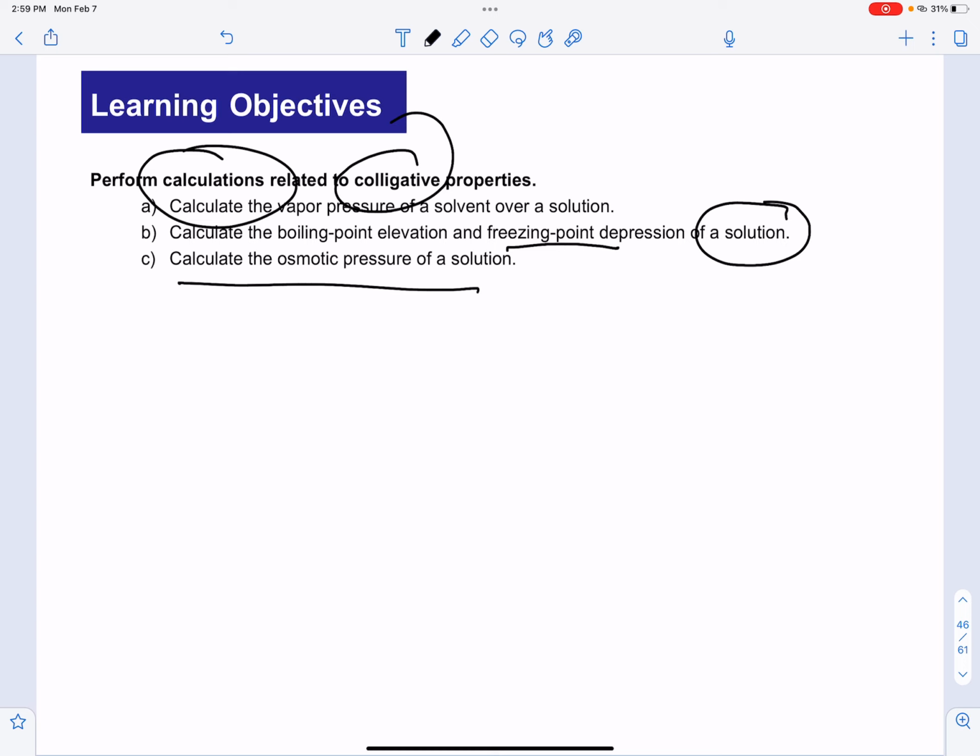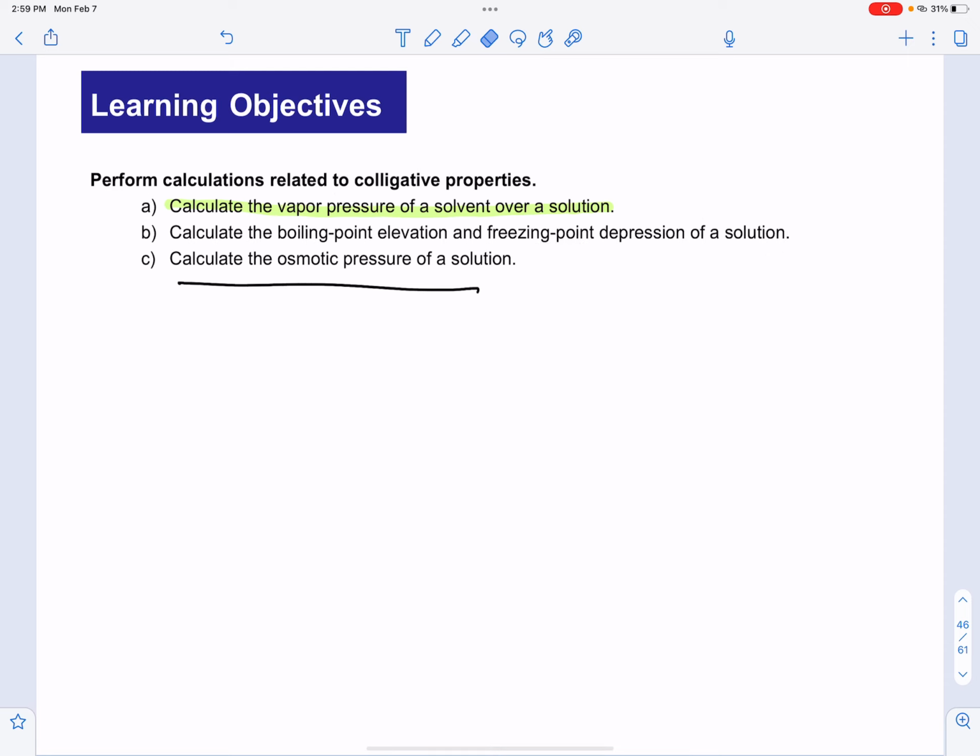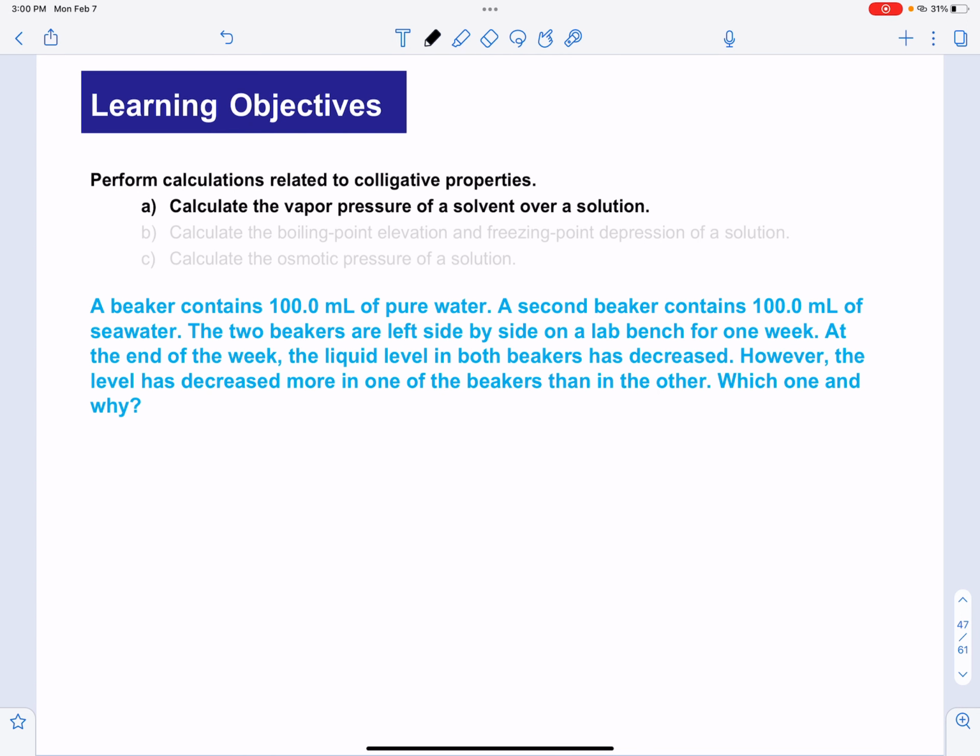What we're going to do in this particular recording is focus on the vapor pressure only. So we're going to save freezing point depression, osmotic pressure, and boiling point elevation for the next recording. So let's talk about vapor pressure of the solvent over a solution. The solvent is the one evaporating. Let's do it with this problem. Let's make sure we understand what we're doing. A beaker contains 100 milliliters of pure water.